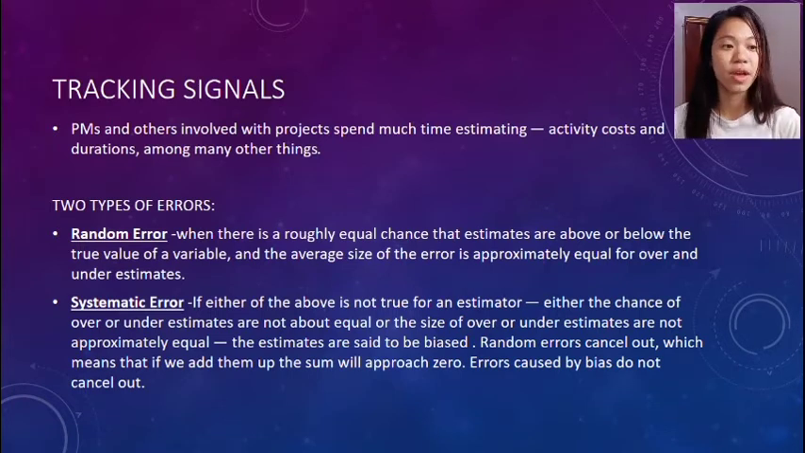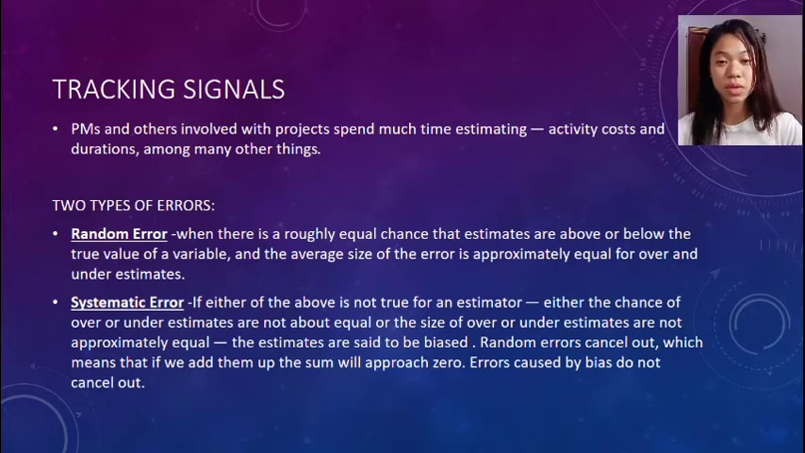If either of the above is not true for an estimator, either the chance of over or underestimates are not about equal, or the size of over or underestimates are not approximately equal, the estimates are said to be biased. Random errors cancel out, which means that if we add them up, the sum will approach zero. Errors caused by bias do not cancel out.